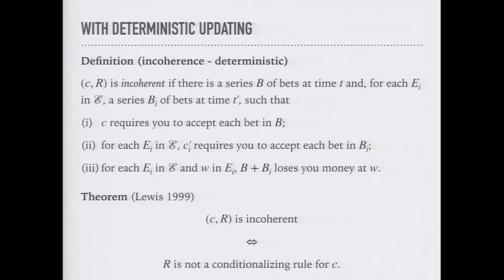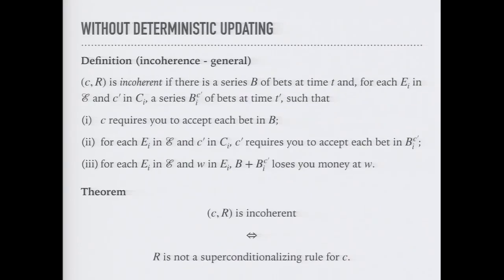Okay, so Lewis shows that a particular pair, a prior and a rule, is going to be incoherent, so bad in this sense, making you vulnerable to sure loss, just in case it's not a conditionalizing rule for C. So the only things that are going to make you invulnerable to incoherence are conditionalizing rules. Okay, good. All looks good. It looks like we get conditionalization, but of course we assumed deterministic updating in order to get it. What happens if we take this off? Well, notice what. There's a question about what is.